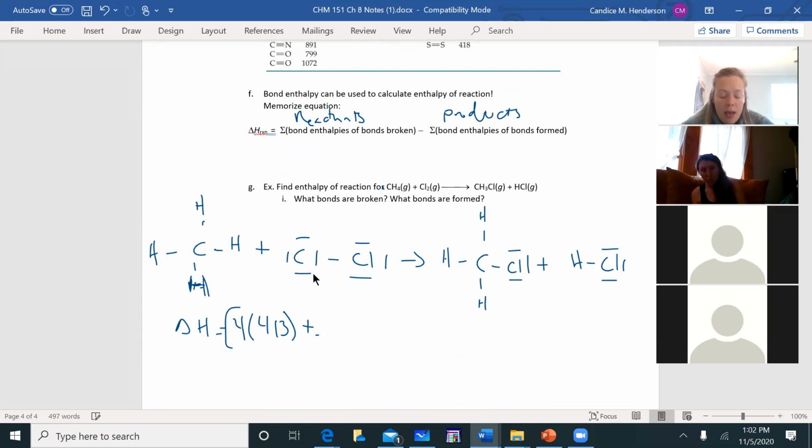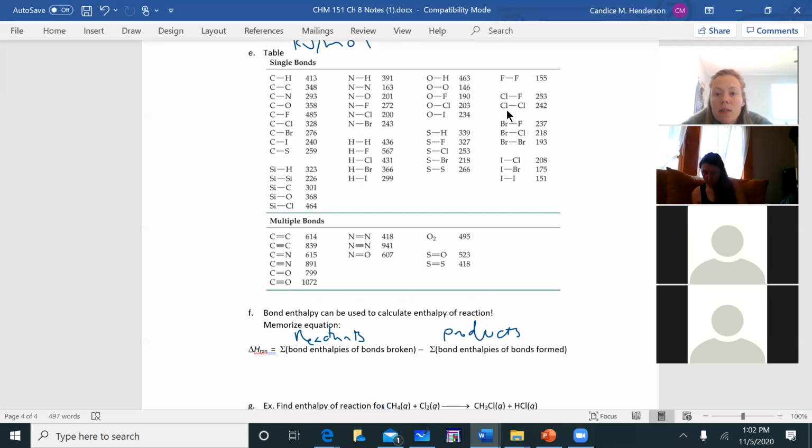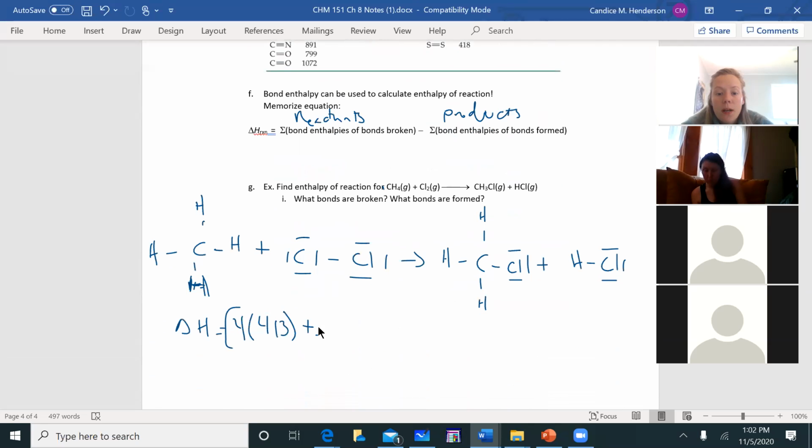plus, I have one chlorine-chlorine bond that I'm going to break. Okay, so let's go up here and check out, where's our chlorine? There's our chlorine-chlorine, 242. And just one of those. So 1 times the 242. You don't have to put the 1 in, but I'll just do it so that you know we only have 1 there. All right, so this is all of our reactant stuff. So we've torn everything apart. Now we're going to fuse it back together in a new way.